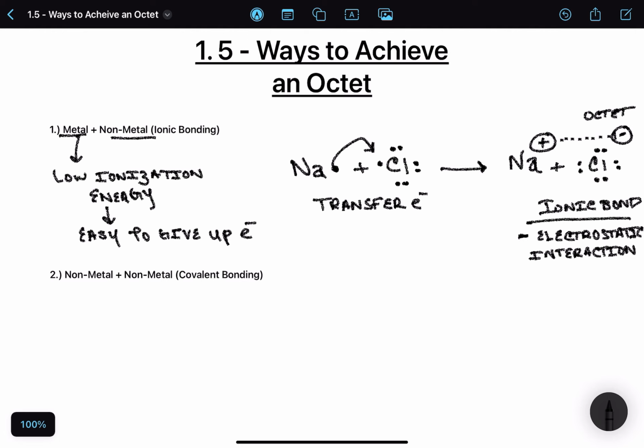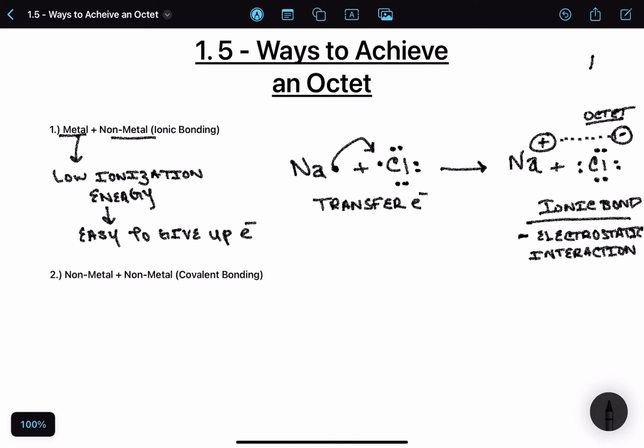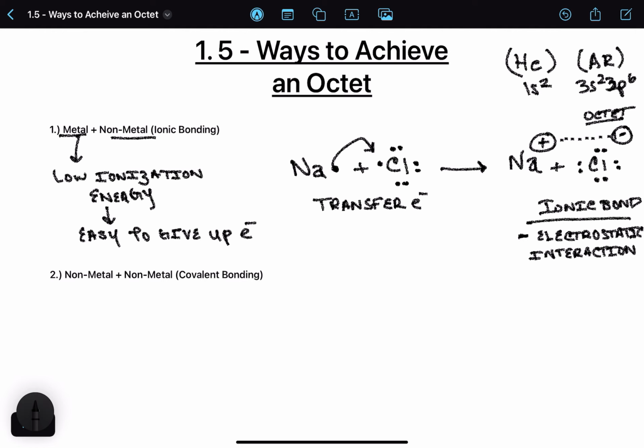And so we talked earlier about achieving the octet and why it's an important goal. And so this chlorine achieves the electron configuration of argon, which is 3p6. And so that's a noble gas, which has a very stable electron configuration. So this chlorine is now happy. Now, the sodium is also happy because by giving up an electron, it achieves the electron configuration of helium, which is also a noble gas. And so it achieves stability.